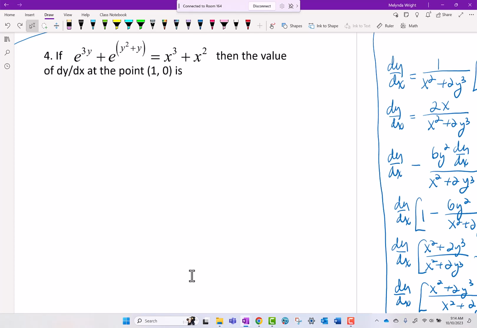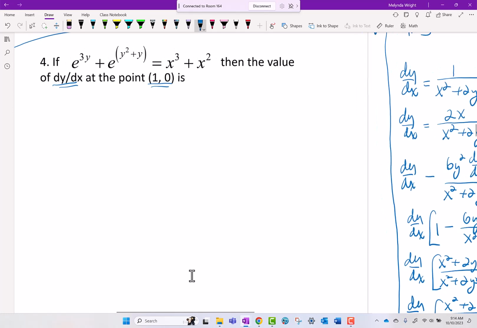Number 4. We can tell that's definitely an implicit equation. We've got all kinds of y's and x's all sprinkled along there. They want us to find dy dx at that point. Our job first is to find dy dx, and then we're going to plug in (1, 0). All right, here we go. So let's look at this.